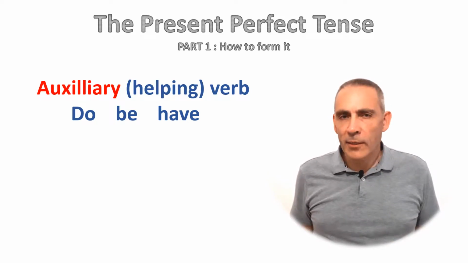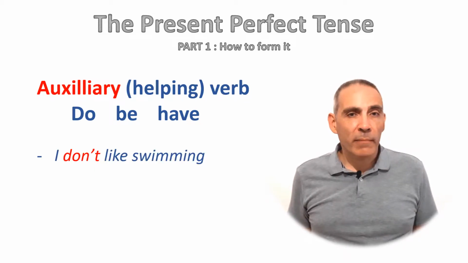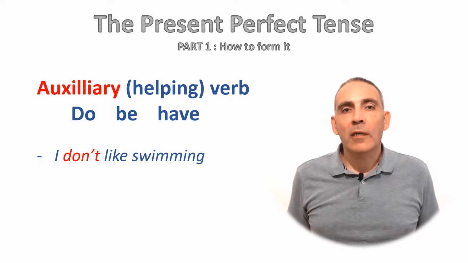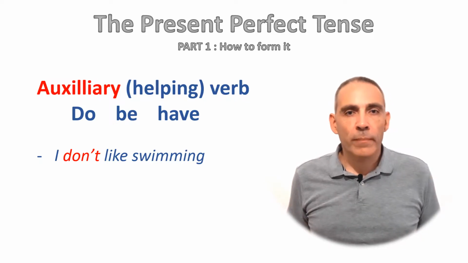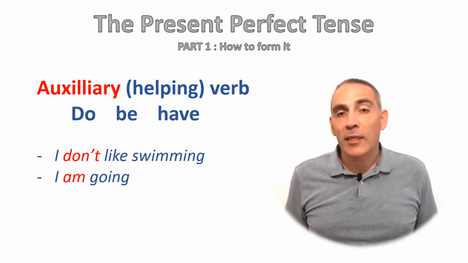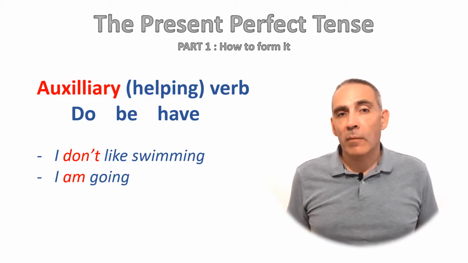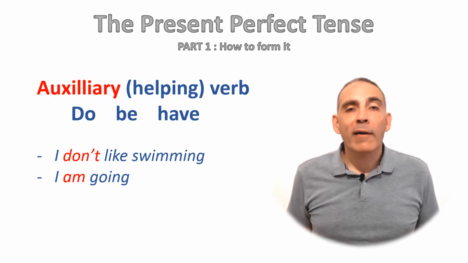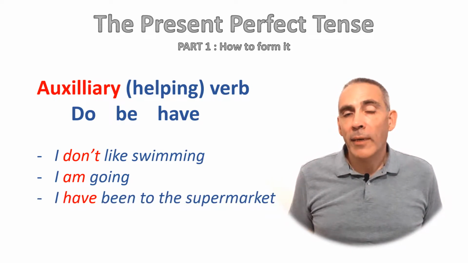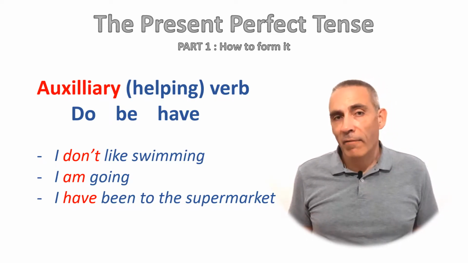So, for example, I don't like swimming. The main verb is swim and the auxiliary verb is don't, or do. I am going. The main verb is go and the auxiliary verb is am, from the verb be. I have been to the supermarket. The main verb is been, from the verb go, and the auxiliary verb is have.